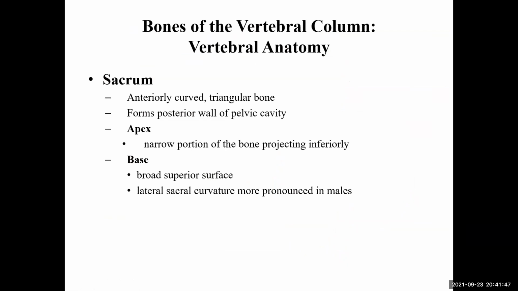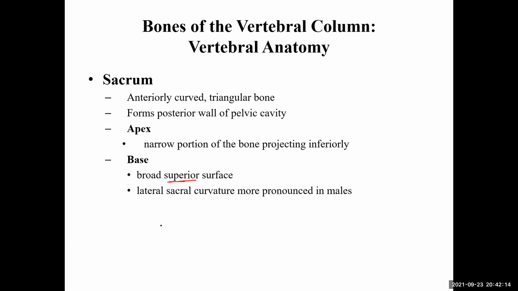All right, so now we're going to move into the final areas of the spine here, and we're going to talk about the sacrum and then the coccyx. The sacrum is just a triangular bone. It's going to be found in the posterior area of the pelvis. At the top of the sacrum, we call that the base. That's on the superior portion.